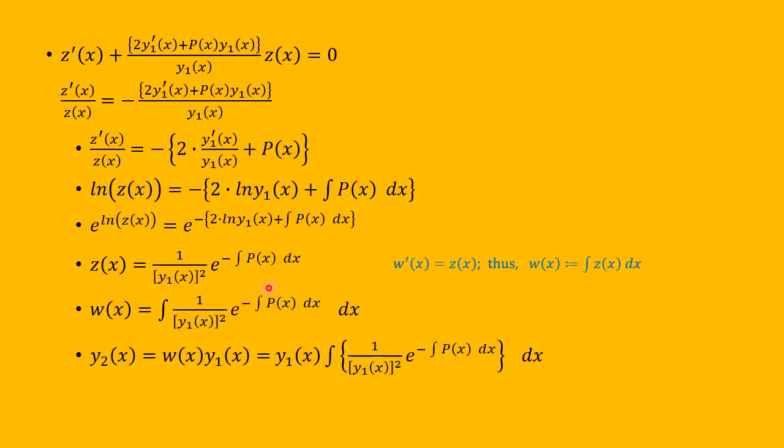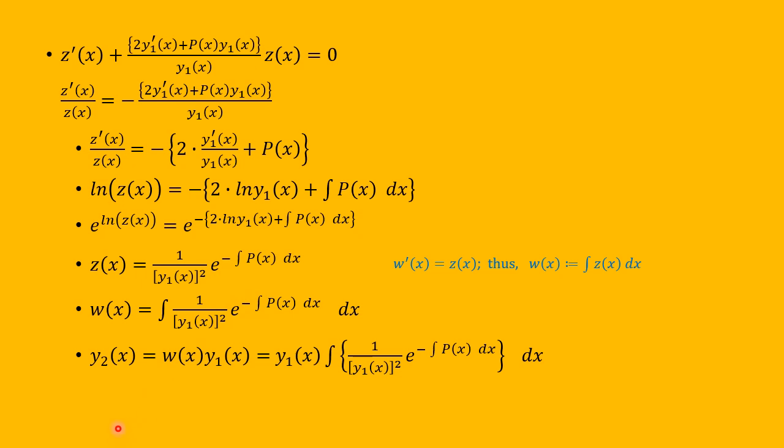Okay, so then remembering that w prime of x equals z of x, so w of x is just the integral of z of x. If I want to find w of x, I just have to integrate z of x with respect to x. So the integral of this equals the integral of this. W of x equals the integral of all of this stuff dx. So here we have a function of x, here we have a function of x, and we're integrating this product with respect to x. We're finding the antiderivative of this function right here, this integrand.